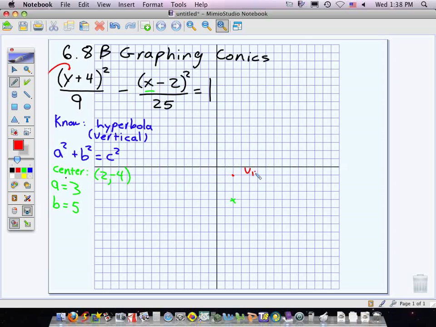So I'm going to call this V1 for vertex 1. If we were at 2, -4 and went up 3, now we'd be at 2, -1. And the nice thing is it's on the graph, so we could count it if we think through the coordinates. Down 3 from the center, 1, 2, 3. So our V2 is 2, and we're at -4. Go down 3 more, -7.